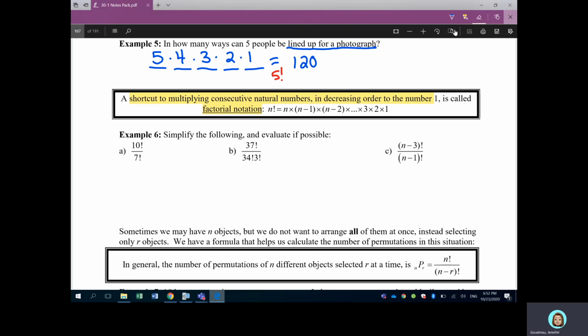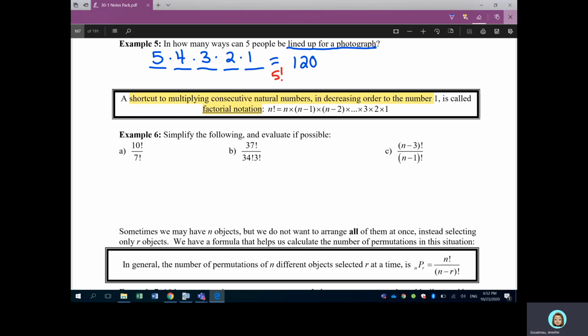What we want to do is see how to simplify A and B, because if we sneak a peek at part C, that we cannot put into our calculators. So we do need to look at how to simplify in factorial form so that when it comes to questions like C that we can't put into our calculator, we are able to do that simplifying. So we're going to start with A, which is 10 factorial divided by 7 factorial.